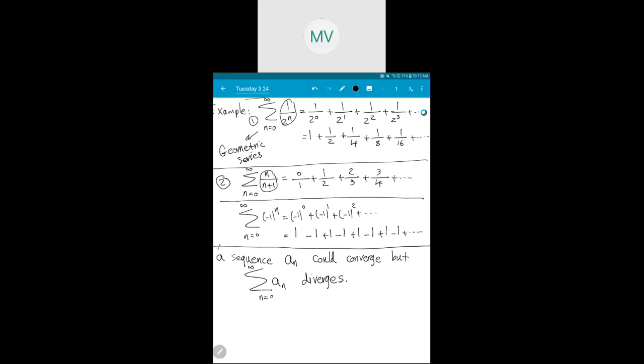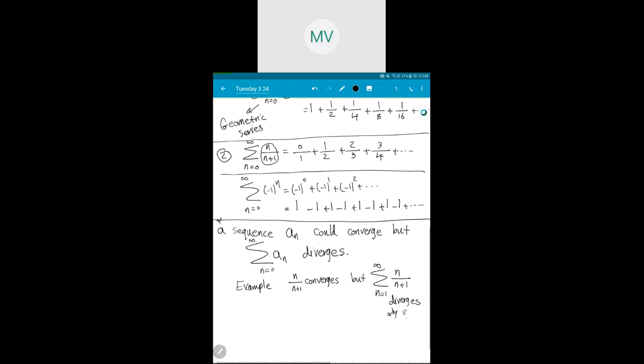But here's a note that I wanted to make. Let me write down an example. n over n plus 1 converges, but the sum of n over n plus 1, starting from 1 to infinity, diverges. But you're going to ask the question why. We'll answer that in 2 minutes.